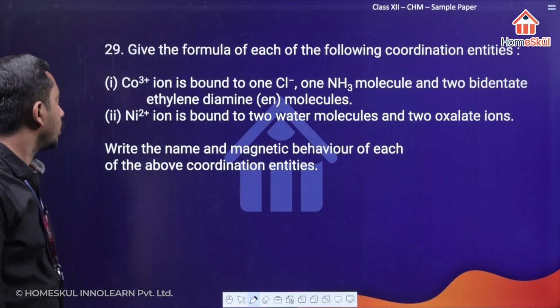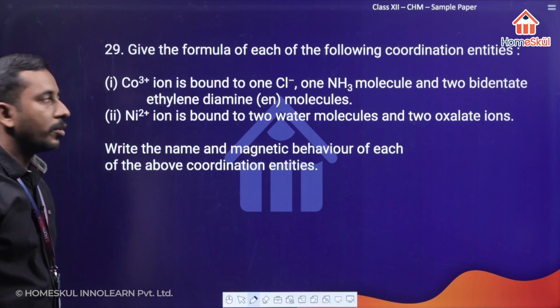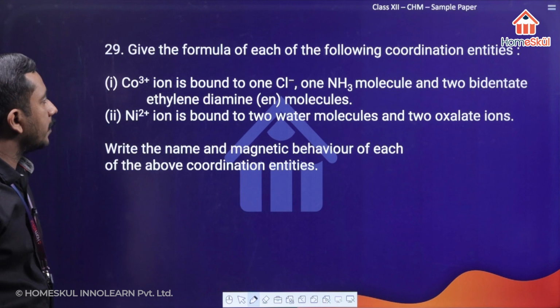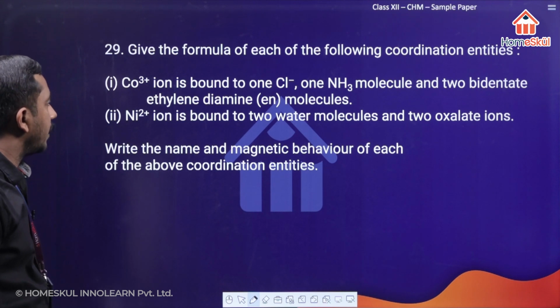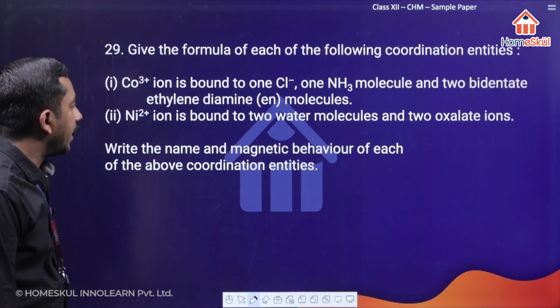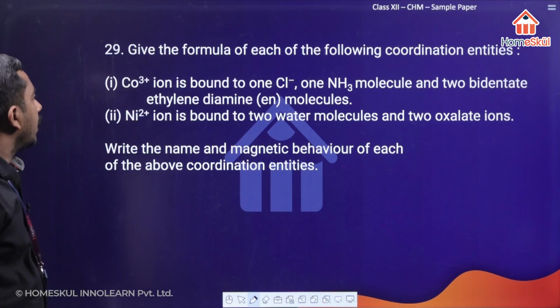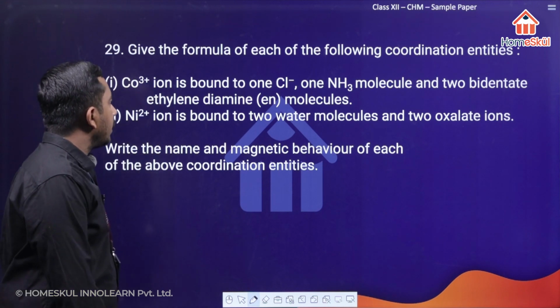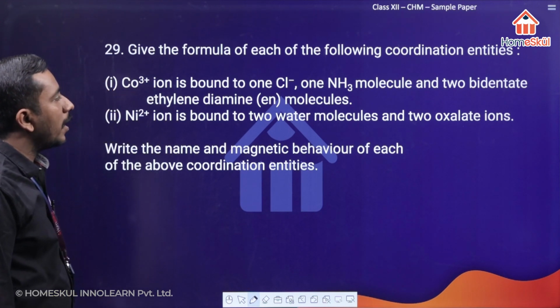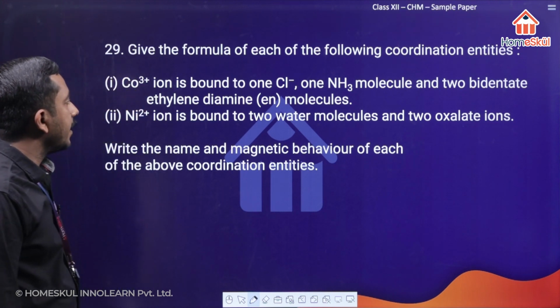And we can move on to the next question now, the 29th question. A question from coordination compounds. Give the formula of each of the following coordination entities. Not only do we have to write the formula, we'll have to write the name and the magnetic behavior of these coordination entities. Right, the first compound: cobalt 3 plus ion is bound to 1 chlorine, 1 ammonia molecule and 2 bidentate ethylene diamine molecules.